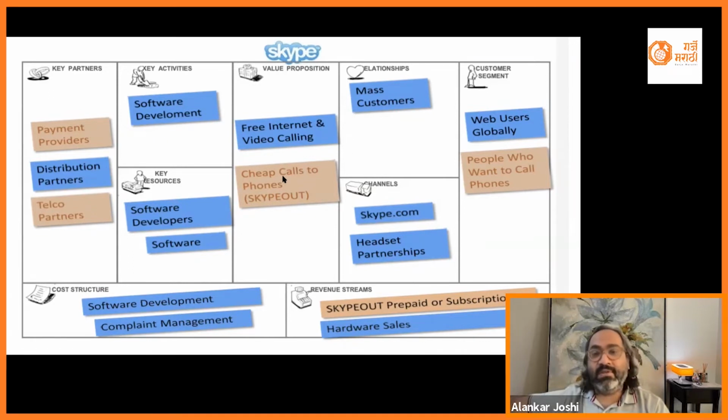Also, what happened was, in addition to that, there were people who were actually on the web, but they wanted to call people who are using traditional telecom, mobile phones and landlines and so on. So there was an opportunity to create another product to combine the two technologies, the old school telecom and voice over IP. So that became the other value proposition.